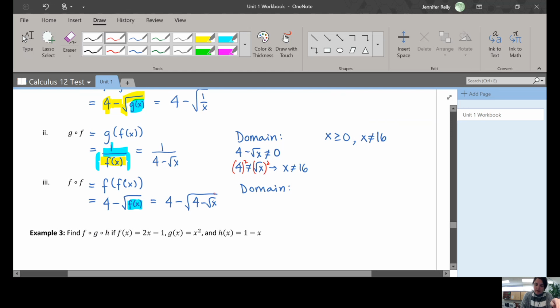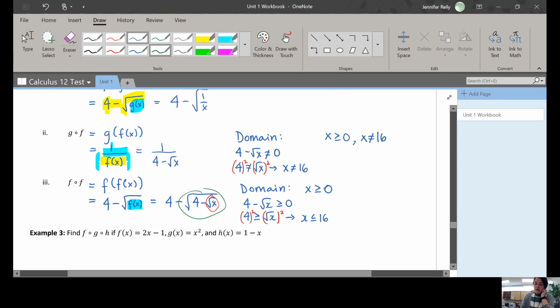Let's look at this part first. For sure, x has to be greater than or equal to 0 because of that square root in red. But then also we have this larger square root in green, and we have to make sure the 4 minus root x is positive. So let's write that out. We have to make sure that 4 minus root x is greater than or equal to 0. If we move the x to the other side, and we square both sides, we see that x has to be less than or equal to 16.